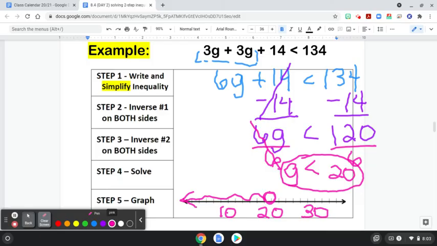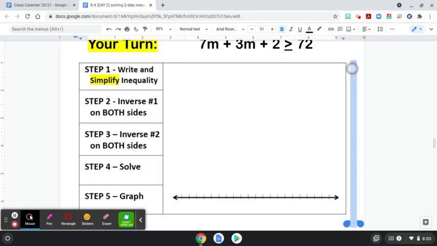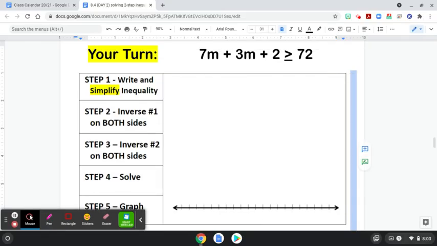We'll give you another one to practice with. We'll pause the video while you simplify and solve your inequality.